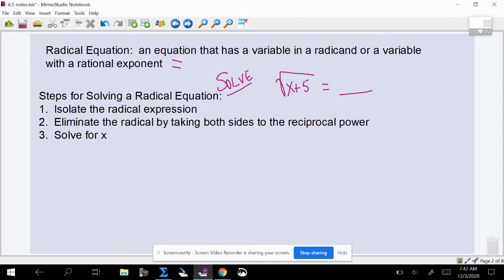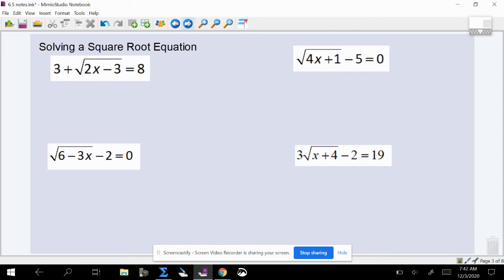We're going to do a lot of square roots to start. If I want to get rid of a square root, I have to square it. So I'm going to do the reciprocal power, or the opposite operation. And then my last step is to get x by itself. Then you can check your answer very nicely by plugging it in and making sure it makes it true. So we're going to do 4 examples in this video that are what I would consider basic, or what Delta Math calls level 1 radical equations.